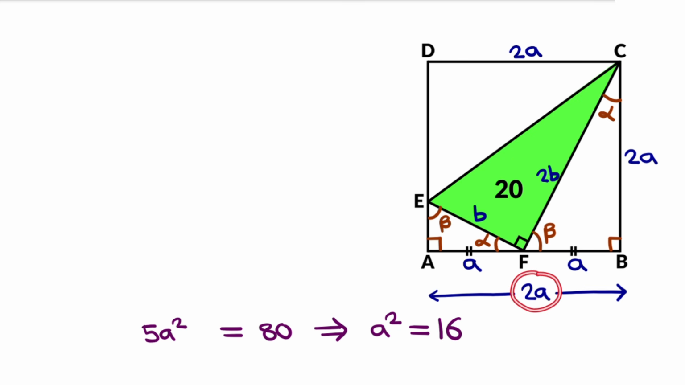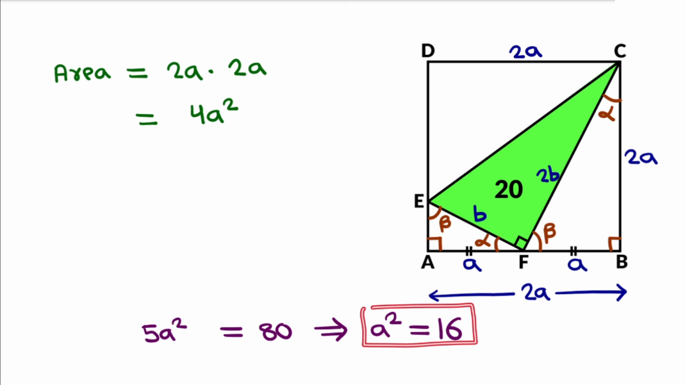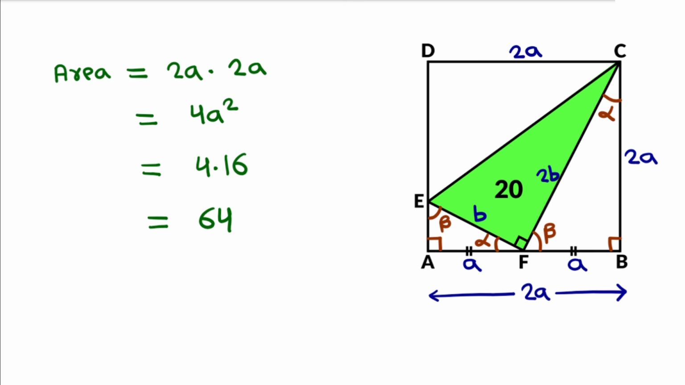The side length of the square is 2A. Therefore, the area of the square is 2A times 2A, which equals 4A squared. Since A squared equals 16, the area becomes 4 times 16. And that gives us 64 square units.